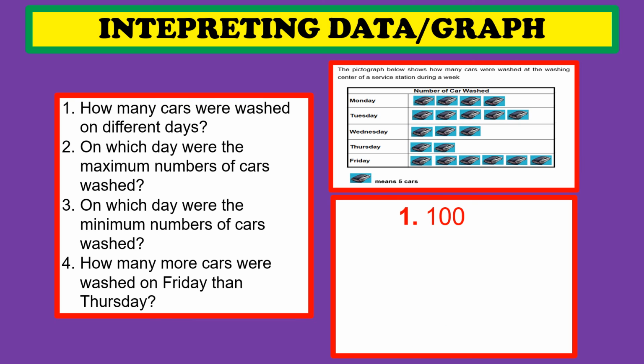Next, we have number 2. On which day were the maximum number of cars washed? The answer is Friday. Number 3. On which day were the minimum number of cars washed? The minimum, that is Thursday. For number 4, how many more cars were washed on Friday than on Thursday? So we have 5, 10, 15, 20. What is the answer? The answer is 20.